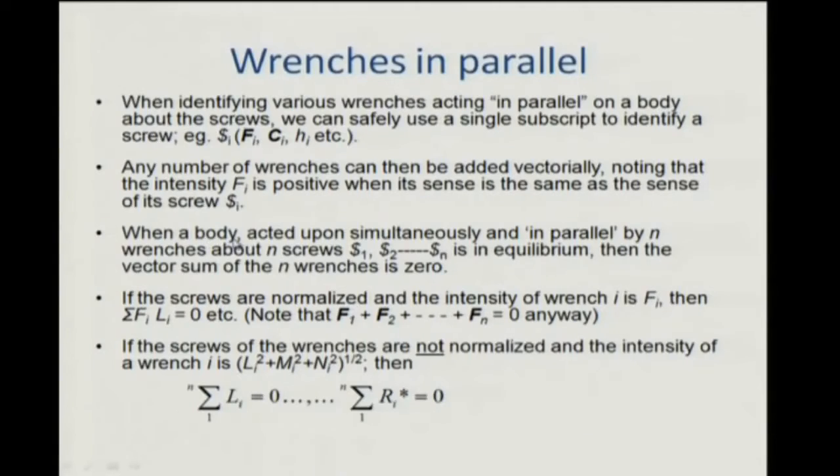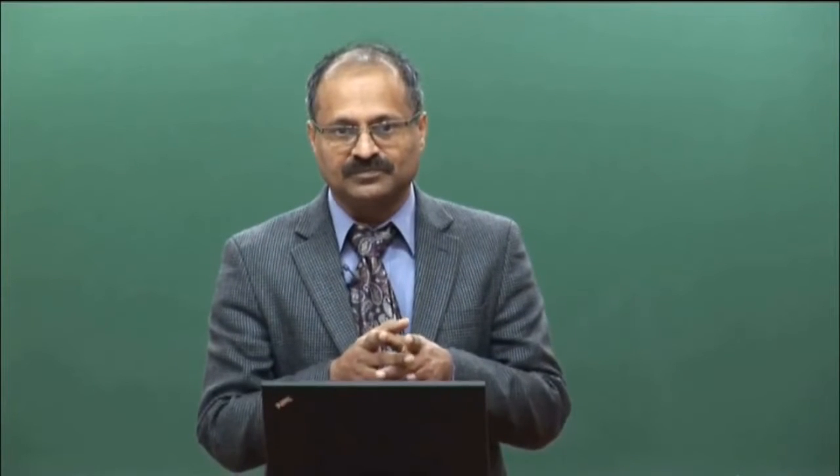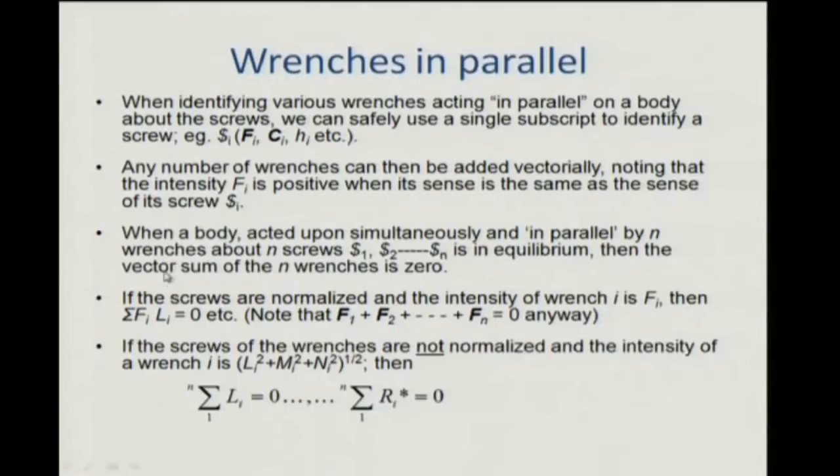So then it is positive, and now the next part is that if you act simultaneously, it is called in parallel because that means they are all acting on the same rigid body. So if on a rigid body you have several forces and moments which are acting, so there are n wrenches about n screws $_1 to $_n and they are in equilibrium, then the vector sum of the n wrenches is 0. So if everything is in equilibrium, the vector sum of the n wrenches is 0.